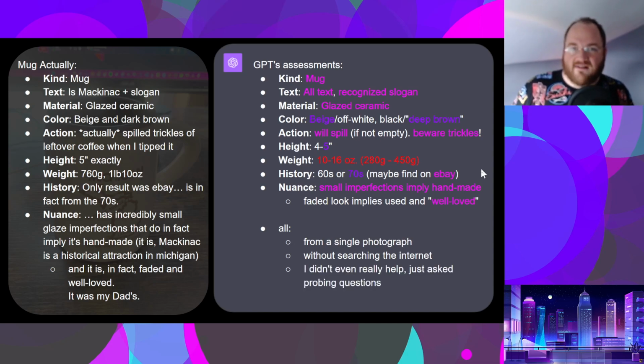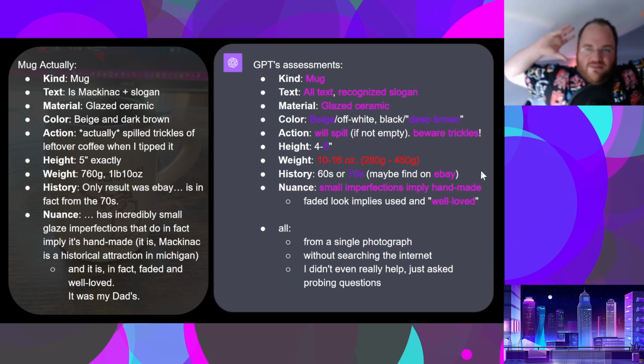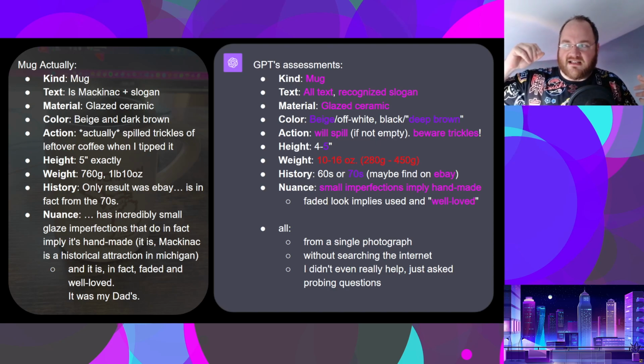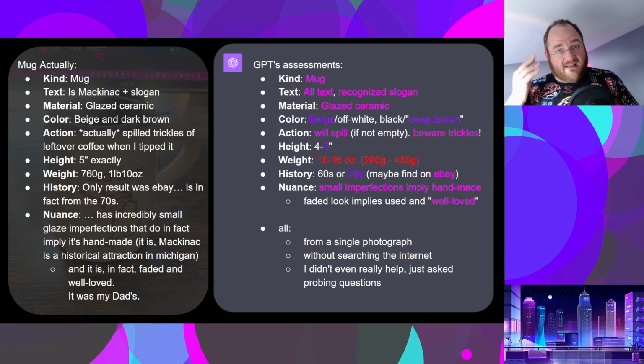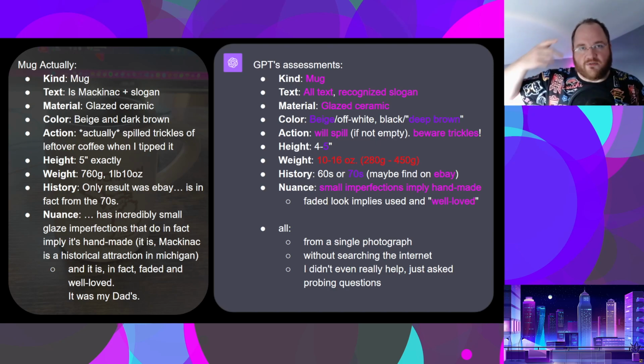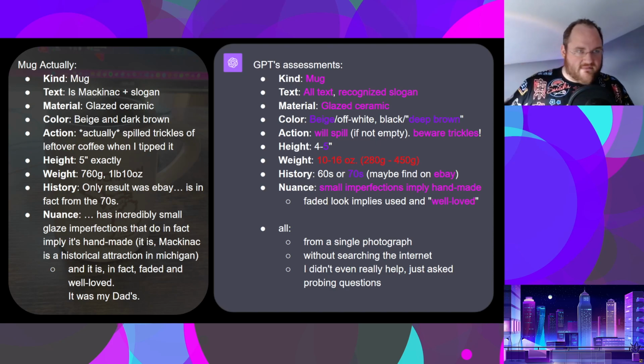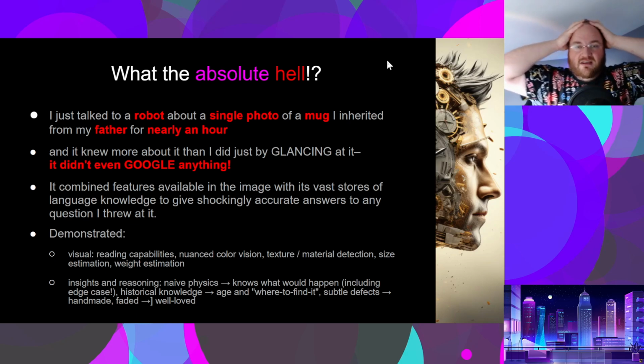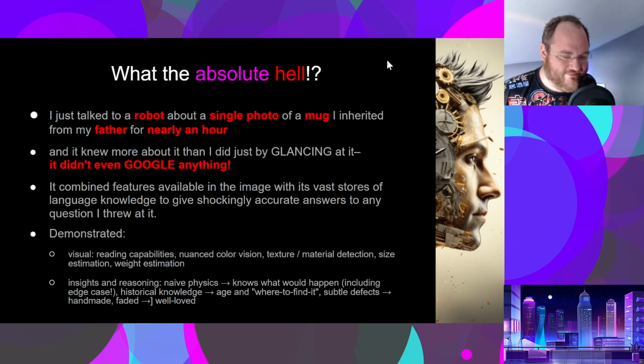I just probed it, and it was able to extract all of this, combine it with its huge information stores, and make all these really good either direct assessments of the image itself or assessments of the image combined with its knowledge base. Knowledge base being itself, right? The weights of the connections of the model. Just trained right in. What is going on? What the absolute hell is the title of this slide.